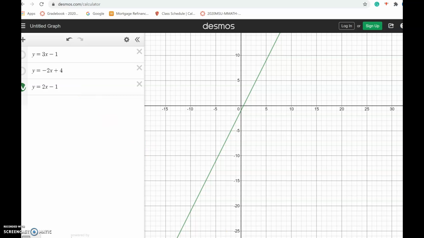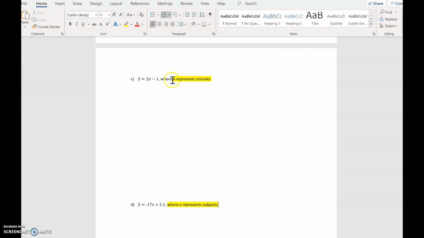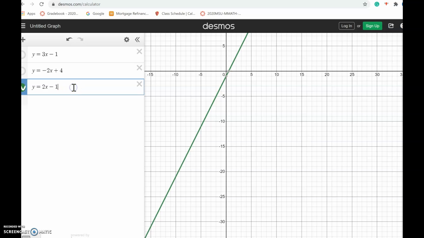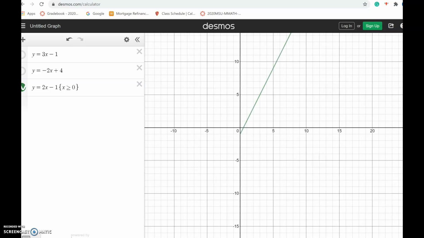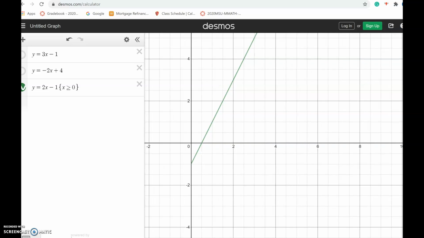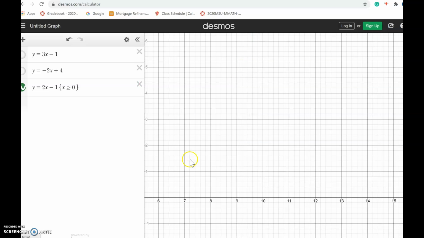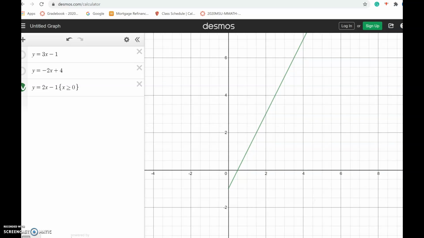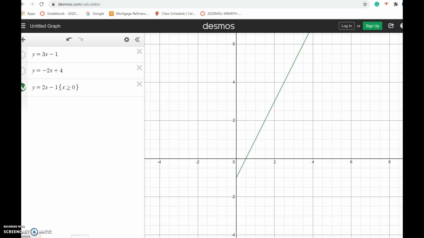Okay, and we are given a specific requirement that x represents minutes. So for the software here, we're going to have to do an adjustment, and this would be that x is greater than or equal to 0. So you cannot have negative minutes, but this is what the line is going to represent. So technically, only after x is 0 or positive. So in this case, that's the line that we're actually providing.